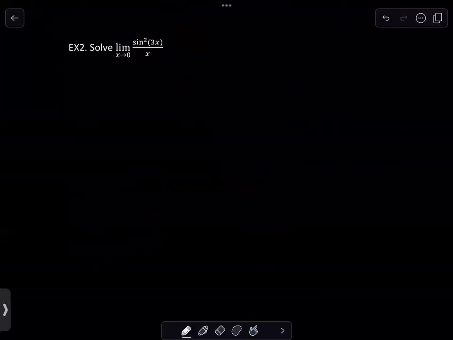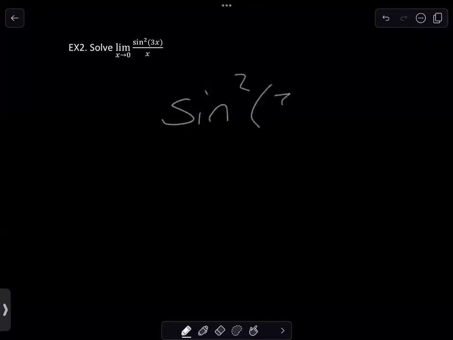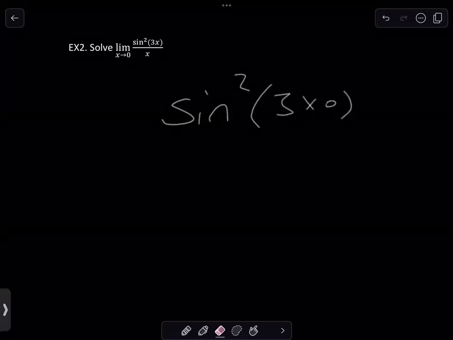All right, let's go for this one. So it's a trigonometric limit. The first thing that comes to my mind is let's check if we can use Bernoulli's rule. So let's make a direct substitution. We see that x is approaching 0. Let's substitute 0 into our numerator. We're going to get sine squared of 3 times 0. So 3 times 0, that's going to be sine squared of 0. And we know that sine squared of 0 is going to be 0.